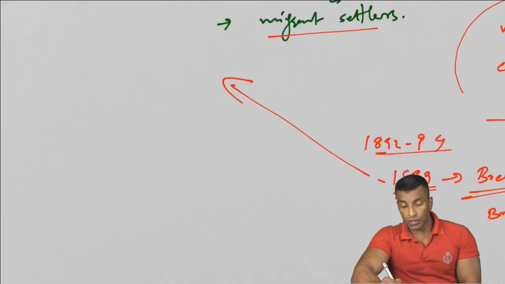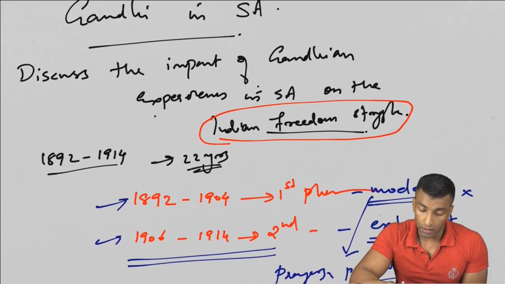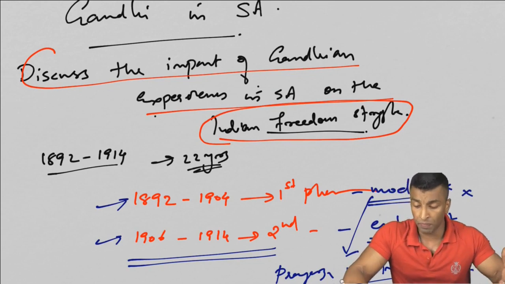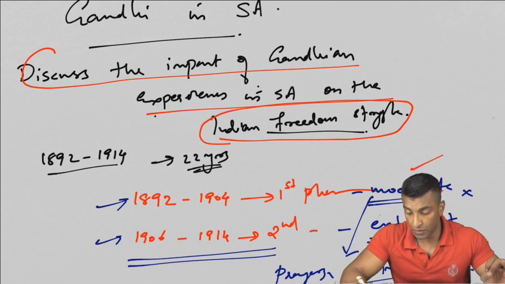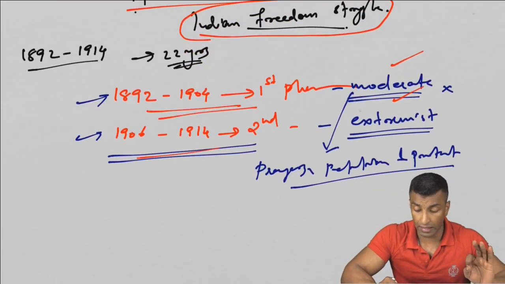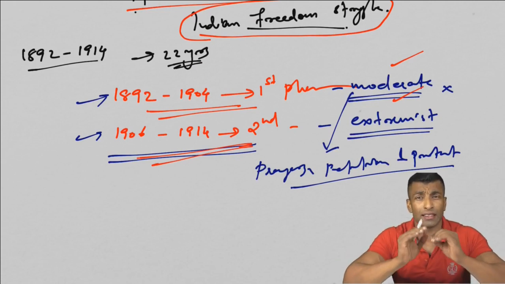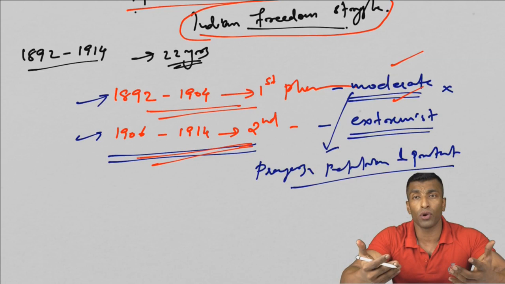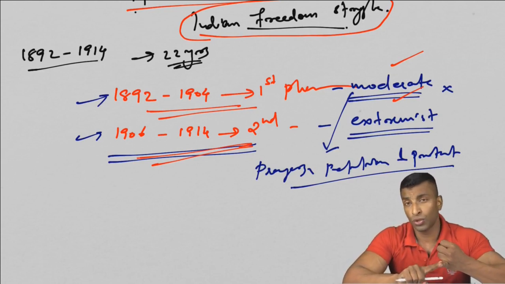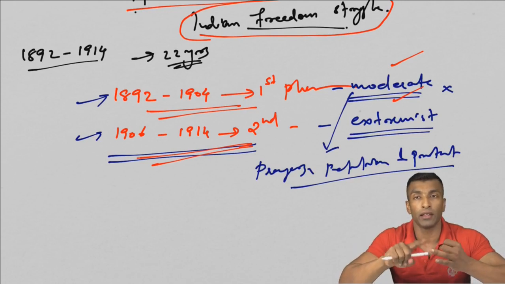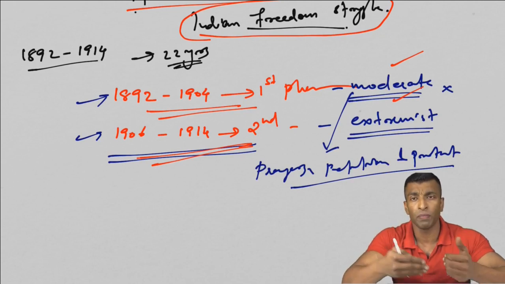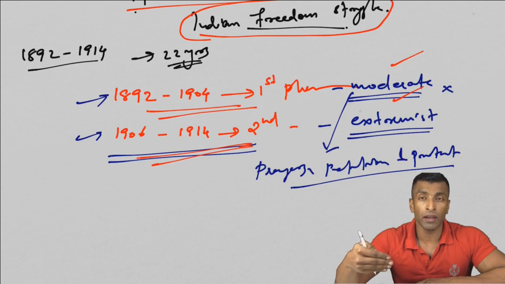So what I want to tell you is, discuss the impact of Gandhian experience in South Africa on the Indian freedom struggle. Firstly, you can talk about the moderate and extremist phases, and the achievements. Moderate phase, zero achievement. Extremist phase, good achievement. That is the reason why when he came to India, he directly followed the extremist approach. He understood that involvement of the masses is more significant. If he was doing this directly in India, he might have taken another 22 years to realize that. But here, this experience was already there in South Africa, so it was easy for him to implement in India.